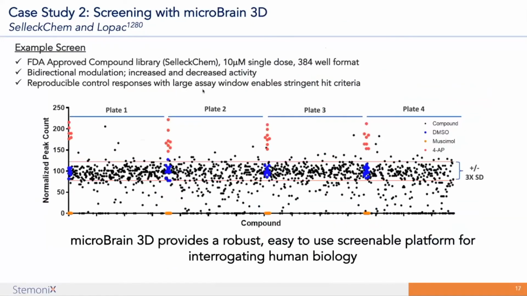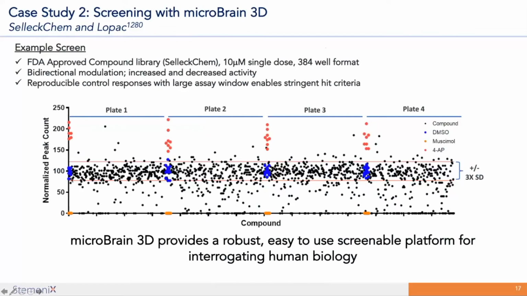Shifting now to the second case study, we're going to look at basic screening methodology. This graph illustrates the results from screening the Selleck Chem library, approximately 1,400 compounds, I believe, at a single dose, done across 4 different plates. What we're seeing here is that, first of all, we've got a large assay window. The bottom of it is shown as no activity as brought on by muscimol, a GABA agonist, versus the upper end, an increase in activity brought on by 4-AP. So we've got a wide assay window.